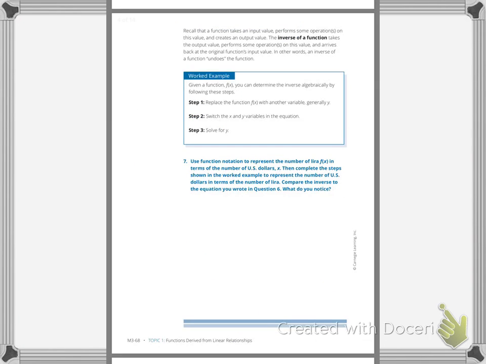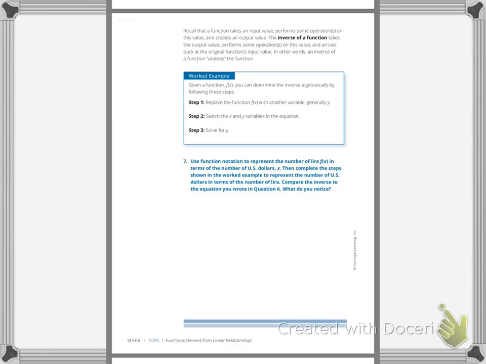Okay, so recall that a function takes an input value, performs some operation or operations on this value, and creates an output value. That's how we get the line or a graph. The inverse of a function takes the output value, performs some operation on the value, and arrives back at the original function's input value. In other words, an inverse of a function undoes the function. So given a function f of x, that's my function notation, you can determine the inverse algebraically by following these steps.